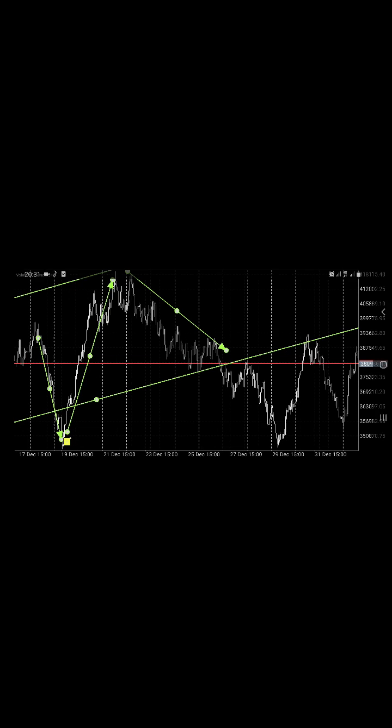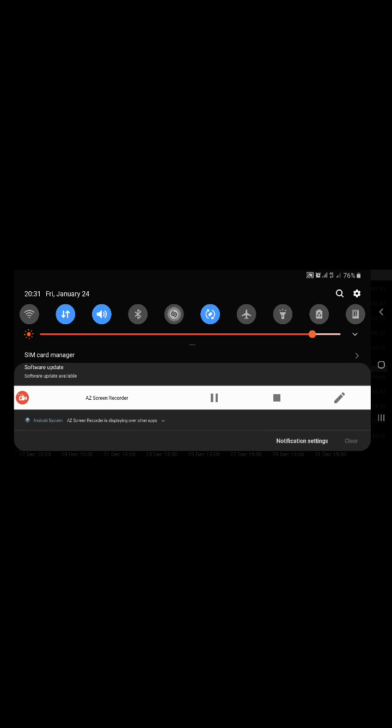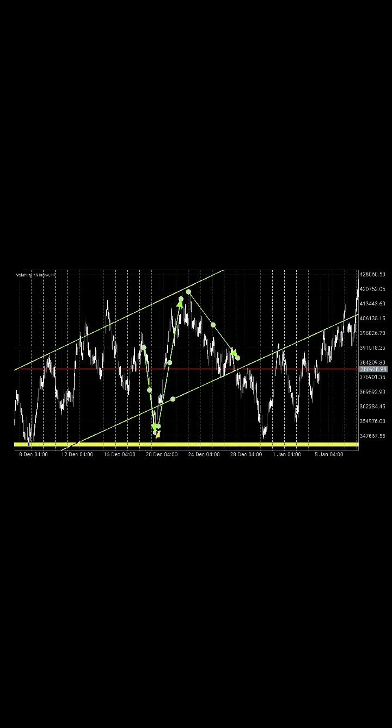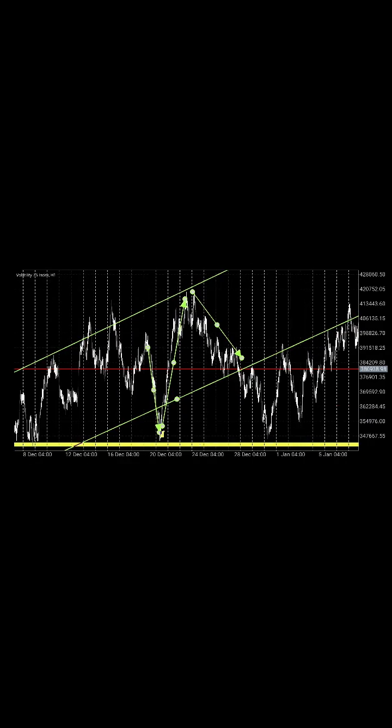If we look at this, we see how our last period setup has been biased, but it did not go back to where it's supposed to go. Okay, we are no longer looking at it. We are now looking at a new way of trading V75.